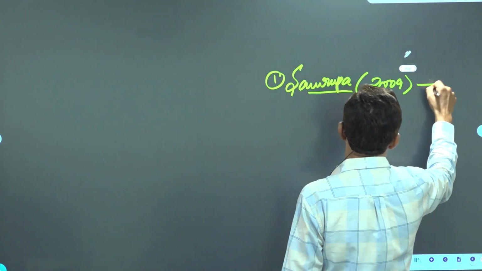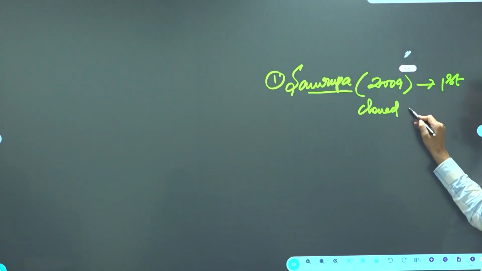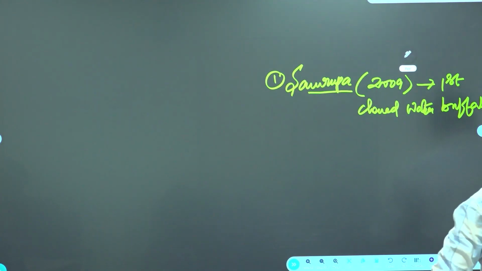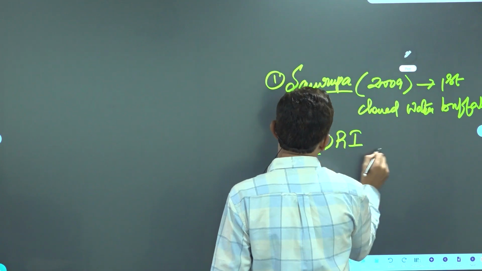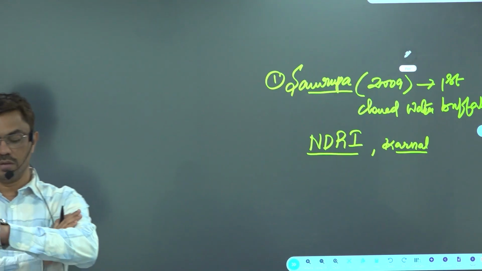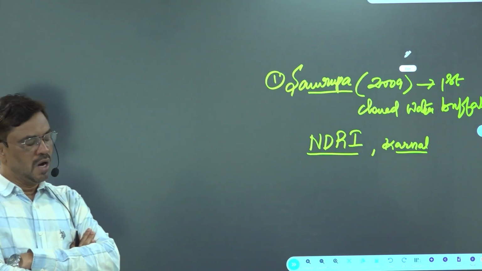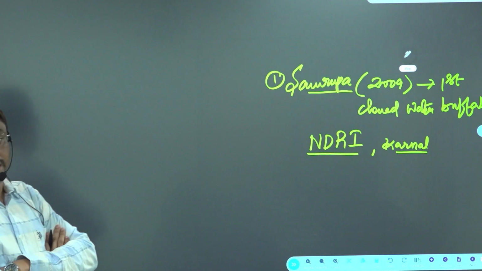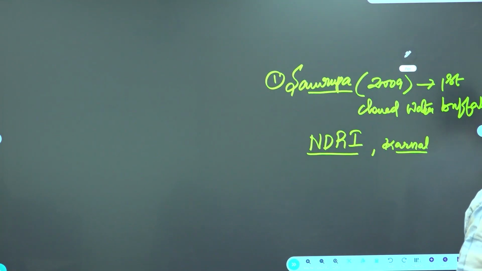Samrupa, 2009. First cloned buffalo. First cloned water buffalo, cloned at NDRI, Karnal, National Dairy Research Institute.